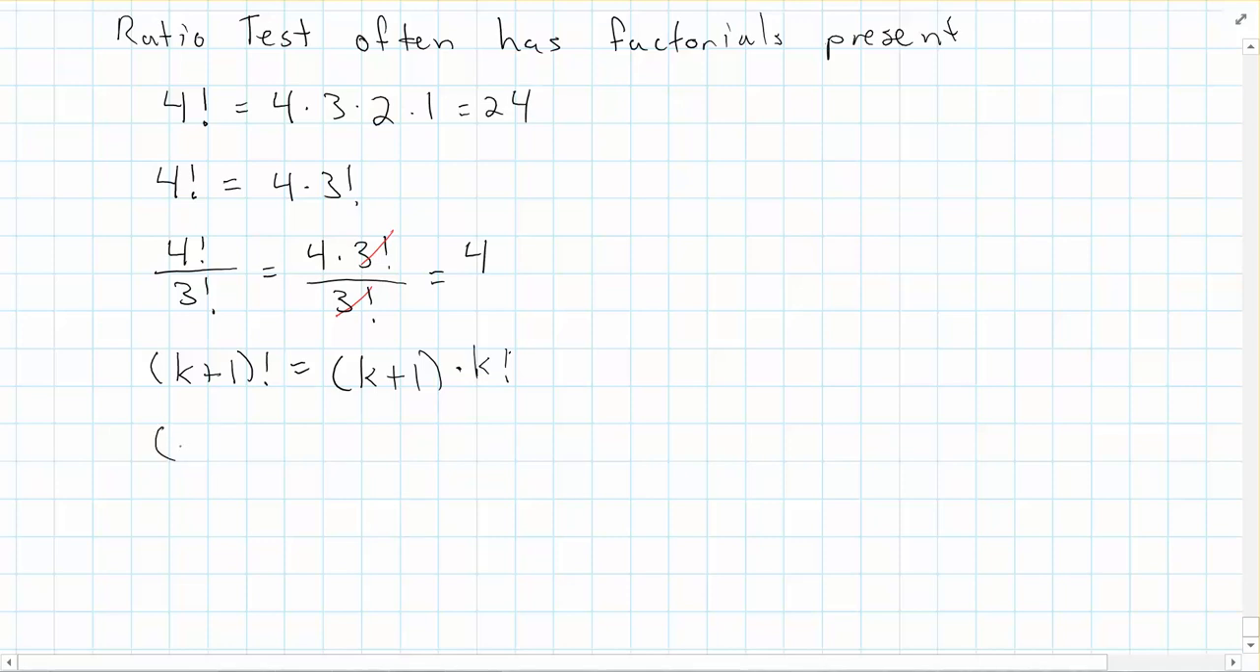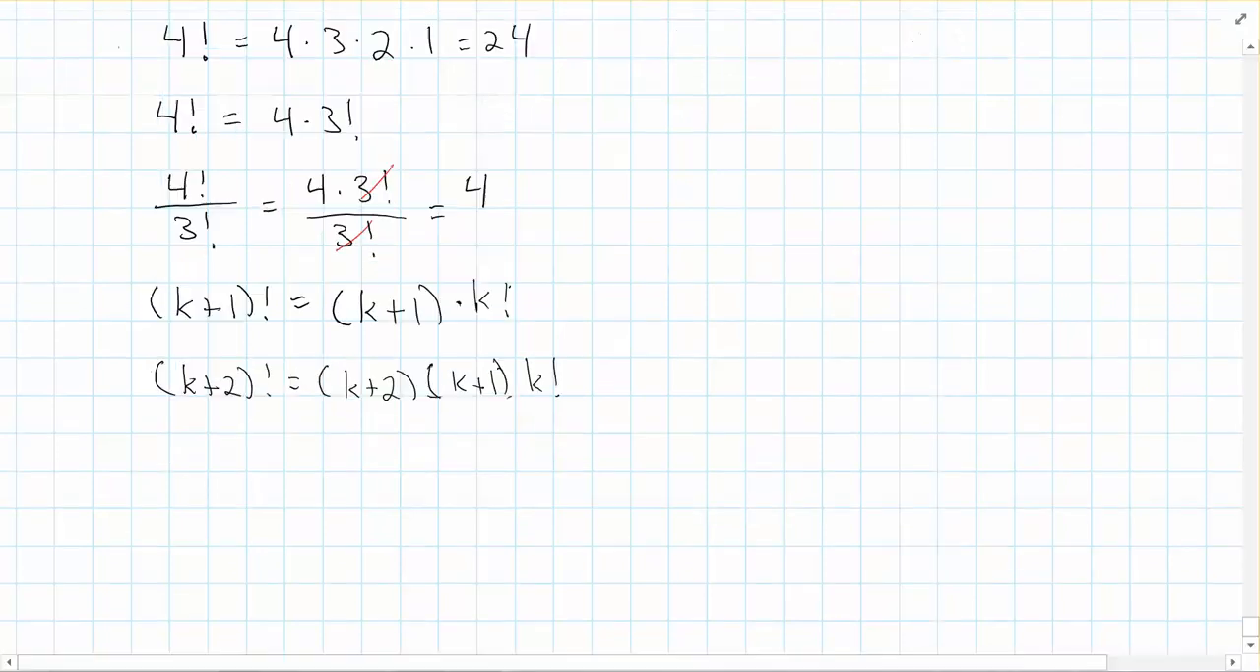Another one you want to be able to do would be what if you had k plus 2 factorial? Well, you could write this as k plus 2 times k plus 1 times k factorial. And you're going to want to be able to do these kinds of rewritings of factorials, because, as we'll see in an example in a second, it makes the simplification much easier. So let's look at an example here.